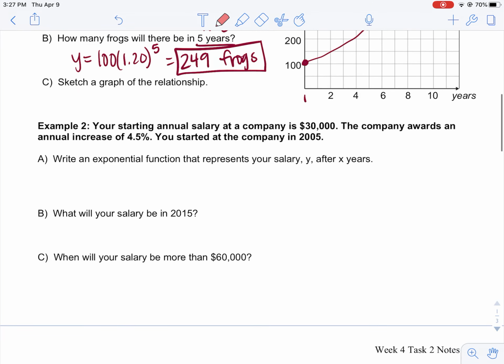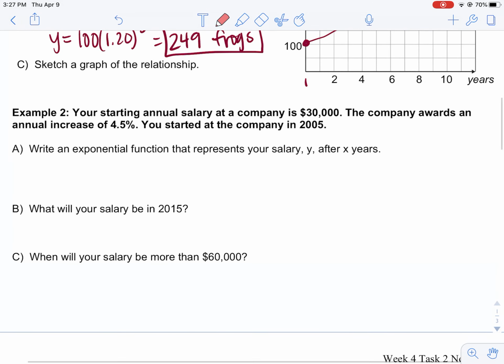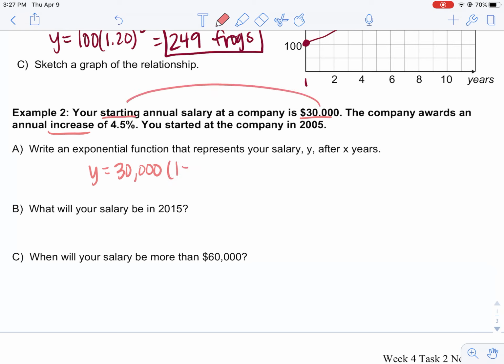So one more example to show you for exponential growth. Example 2, everyone loves talking about money. Your starting salary at this company is $30,000. The company awards an annual increase, so we're going up, an increase of 4.5%. You started at the company in 2005. So they want us to write an exponential function that represents your salary y after x years. So again, rewriting at first. So we start with $30,000, right? That's your starting salary, so starting value.